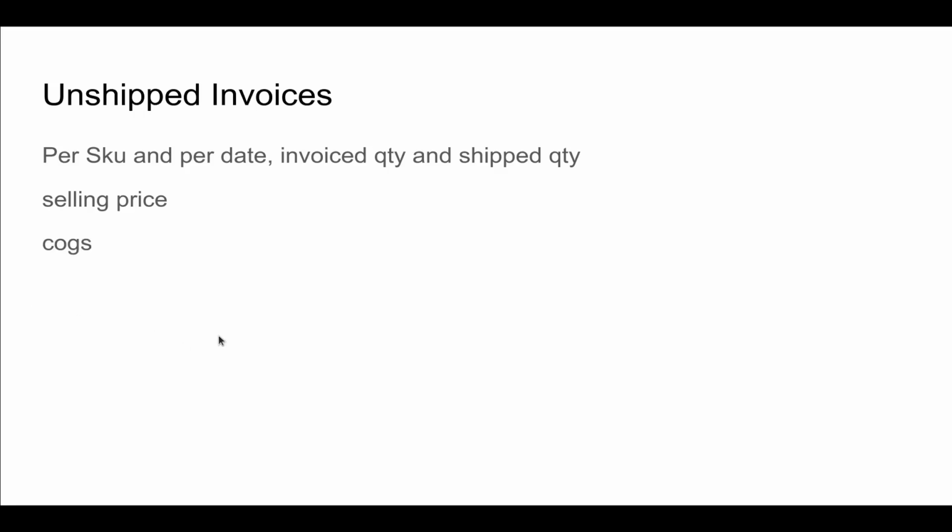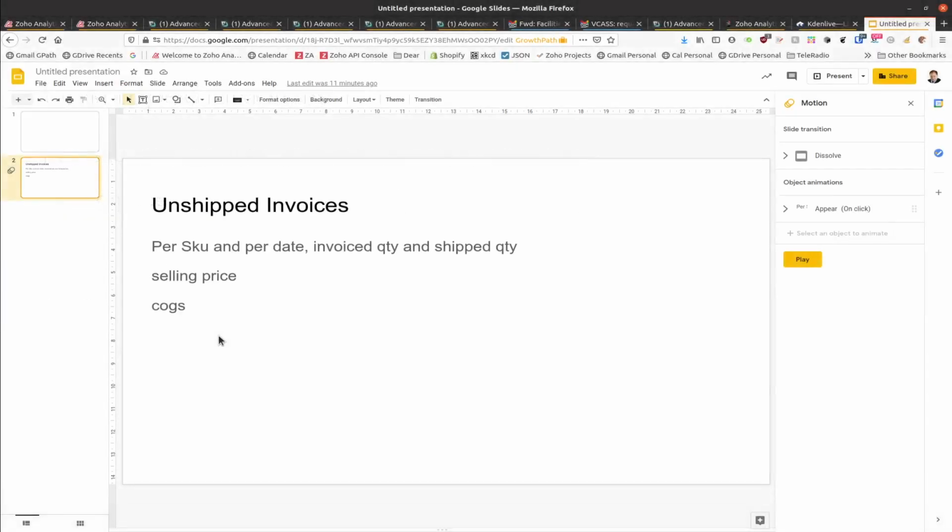We need to know details for each SKU and for each date, what we invoiced and what we shipped, what the selling price was. And it's possible, by the way, that we might have the reverse situation. We have shipped and not invoiced, in which case our COGS would be overstated, and we'd need to know the COGS used by that particular shipment to calculate what the overstatement of COGS was.